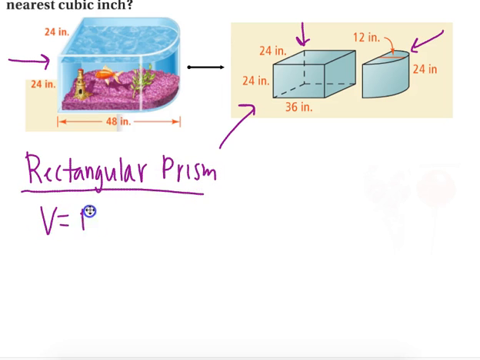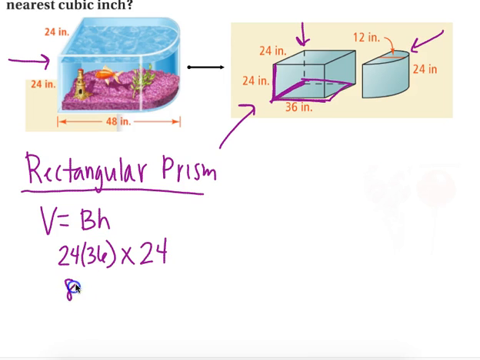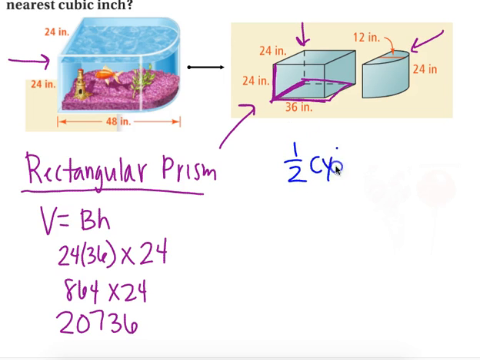Remember, volume equals base area times height. Here's my base, that rectangle there, which is 24 by 36. So 24 times 36. And how tall is our prism? Well, it's also 24 inches. Now when we multiply 24 by 36, I get 864 times 24 for a grand total of 20,736. All right, we just did the rectangular prism, so now let's move on to the half cylinder.